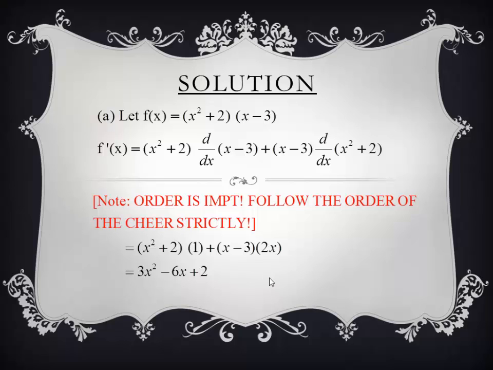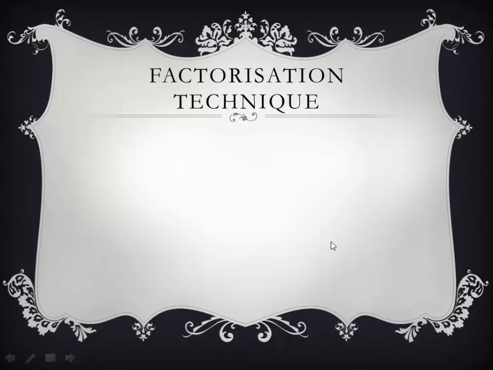Now we'll proceed to part B. Before explaining part B, I would like to revise a factorization technique which you have learned in your lower secondary. Suppose you are given two terms, a power half adding to a power minus half. And I would like you to factorize this expression. How would you go about factorizing?